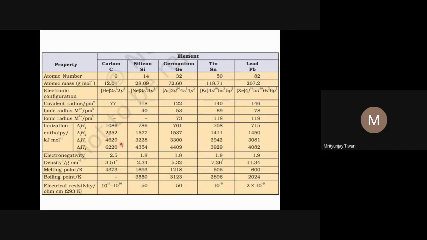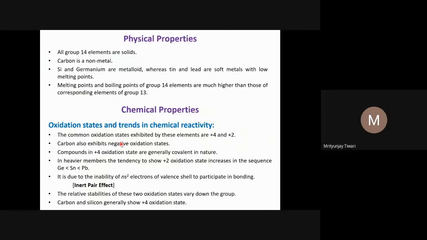Another reason, one can say, is that because this element is in the +4 oxidation state, you can also apply Fajan's rule. In the +4 oxidation state, the charge to size ratio, the charge to radius ratio, will be very high.